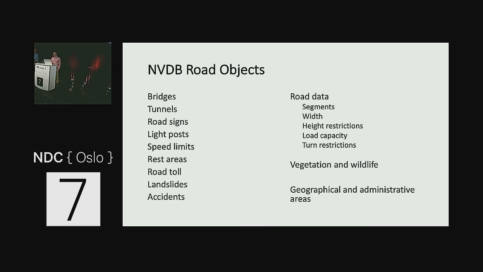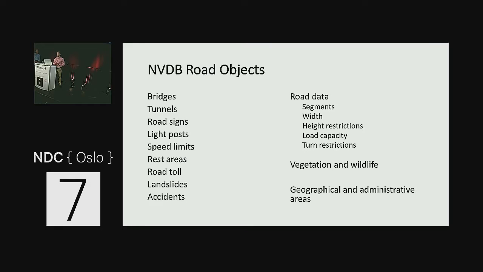On the left-hand side, you'll find some of the objects that you typically might want to look for: bridges, tunnels, road signs. Even every light post is in here. There are speed limits, and that's not just signs, but it's the speed limits for every road segment. Rest areas along the roads, toll road, landslides and accidents.